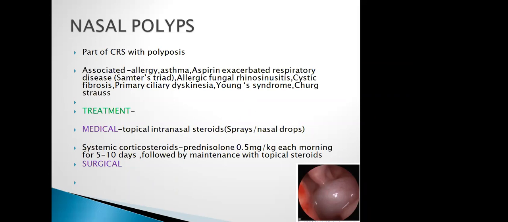Treatment: always go for a diagnostic nasal endoscopy, and if any suspicion is there, always go for a biopsy. For medical treatment of sinonasal polyposis, topical intranasal steroids can be used, and a short course of oral steroids like prednisolone 0.5 mg per kg each morning for 5 to 10 days, followed by a maintenance dose with topical steroid. Surgical treatment may be required if it is diffuse polyposis; functional endoscopic sinus surgery and polypectomy have to be done.